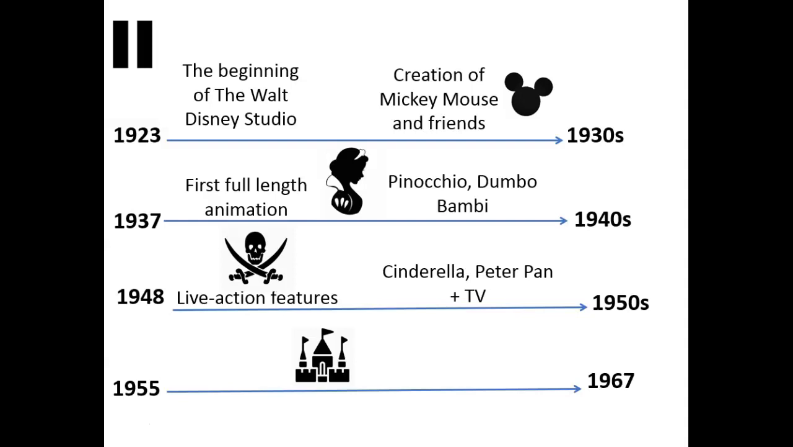It's at this point that they're also breaking out into another medium. Disney are now producing television shows as well. And by 1955, they've branched out even more. Walt Disney creating Disneyland and opening the first of his theme parks in California.